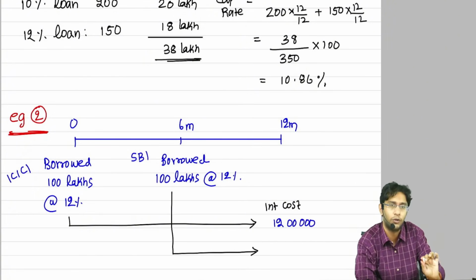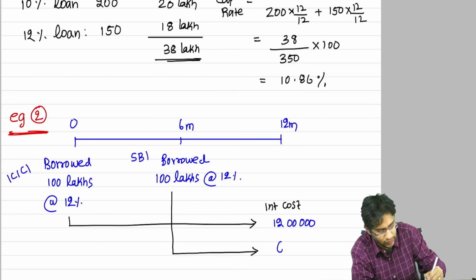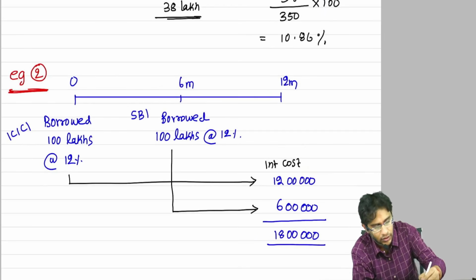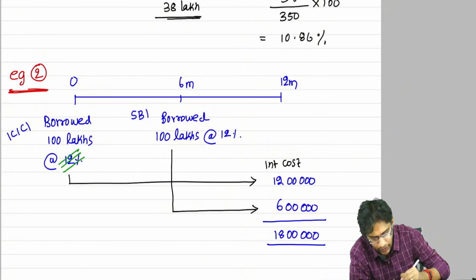100 lakhs into 12% into 6 by 12. 6 lakhs. Don't trouble yourself. What is the total interest cost? 18 lakhs. Now, observe this closely. I am hiding this, okay?